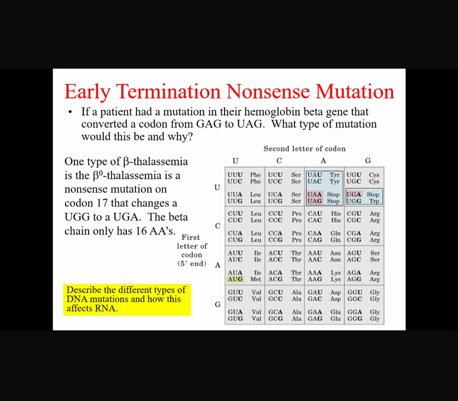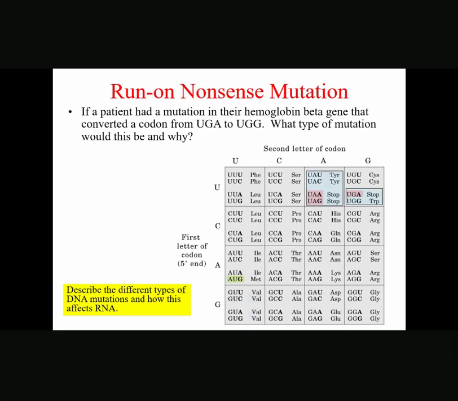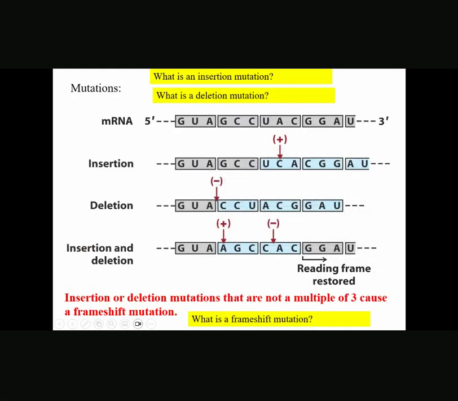Okay. Early termination, we stick a stop codon on where it doesn't belong. Run-on mutation, we turn a stop codon into a different amino acid. Frame shift means we've lost our reading frame because we've added or deleted a base. Of course, the frame shift makes a real mess because now we've got all the wrong amino acids from that point forward. And that's it.